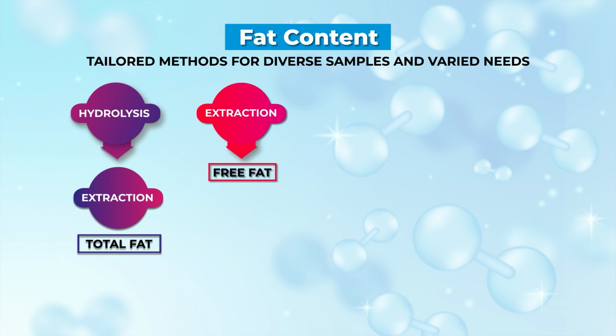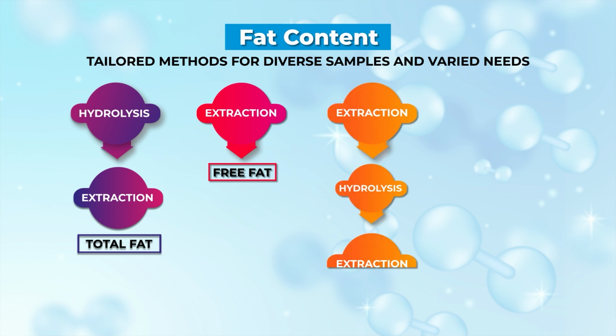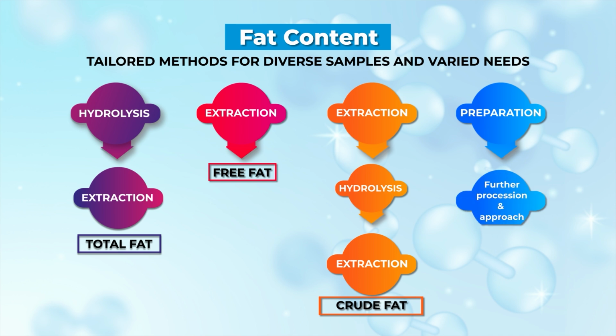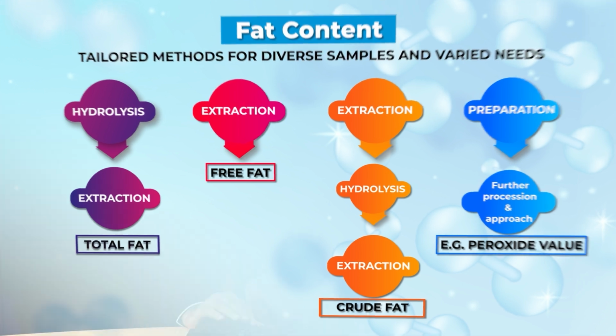The free fat is when you take the sample and you just extract. So you will get free fat. And if you take the sample and extract, first you get free fat, then whatever is left behind you hydrolyze, and then you extract, that will give you crude fat. So we have total fat, free fat, and crude fat. And whatever free fat is there will be forming peroxide. We will discuss that a little while later, the peroxide value of the food product.